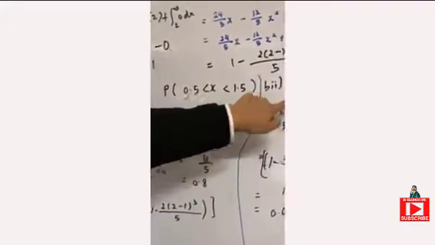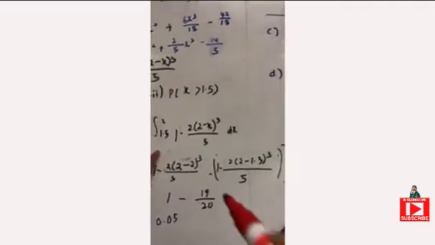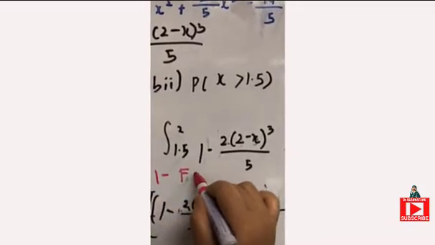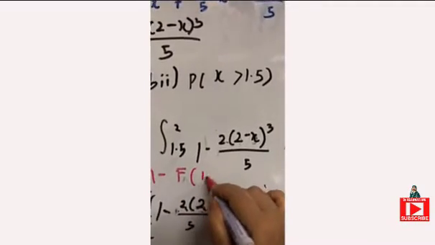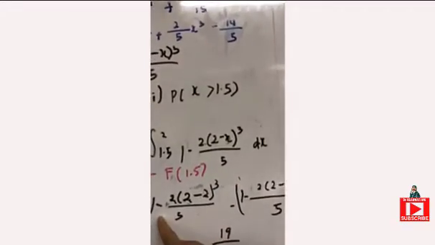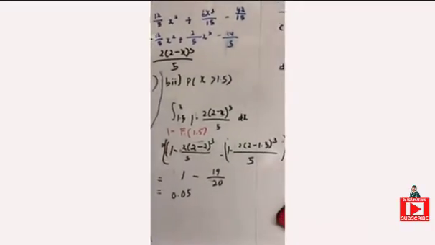Then to find X greater than 1.5. So this one is wrong. It should be 1 minus, right? Because it means more than. Then at the end you'll get 0.05.